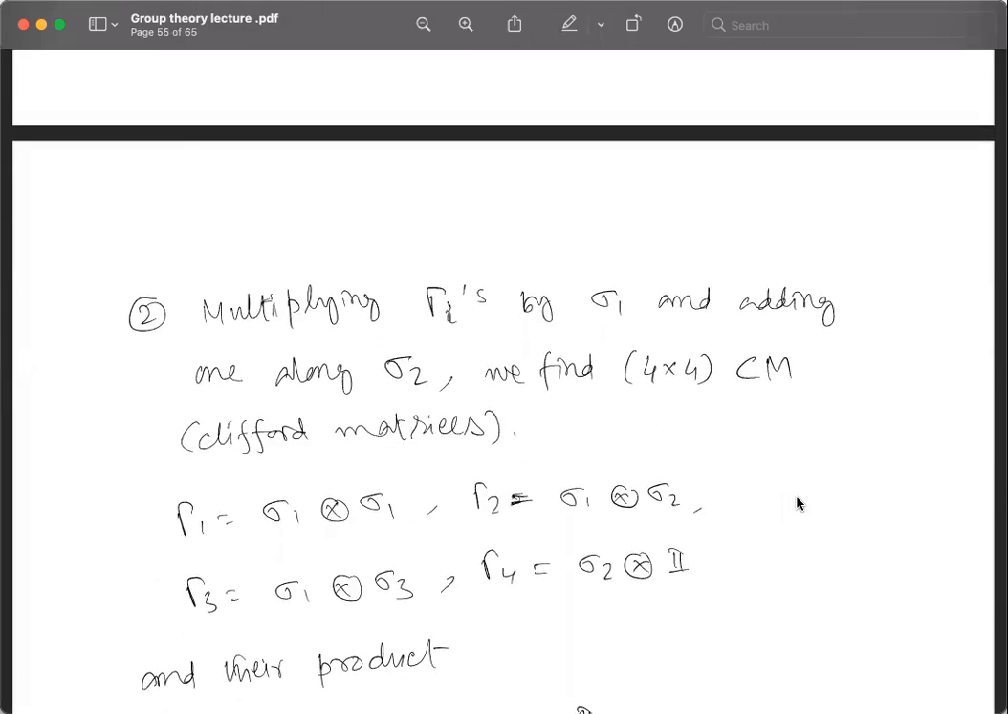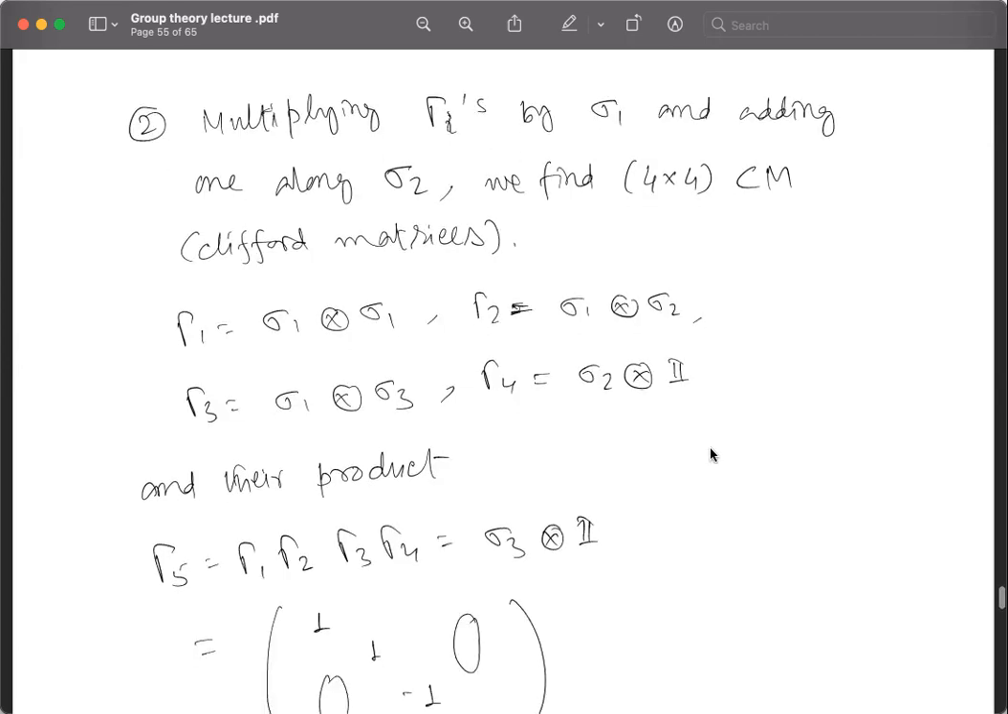Now, we can take these gammas and direct multiply them by sigma 1, and add the 2 by 2 identity matrix along with sigma 2, and then you find these 4 by 4 Clifford matrices. For example, in four-dimensional space, we get gamma 1 as sigma 1 direct product sigma 1, gamma 2 as sigma 1 direct product sigma 2, gamma 3 as sigma 1 direct product sigma 3. The fourth one is basically sigma 2 extended by the identity matrix, which is also a 2 by 2 matrix.